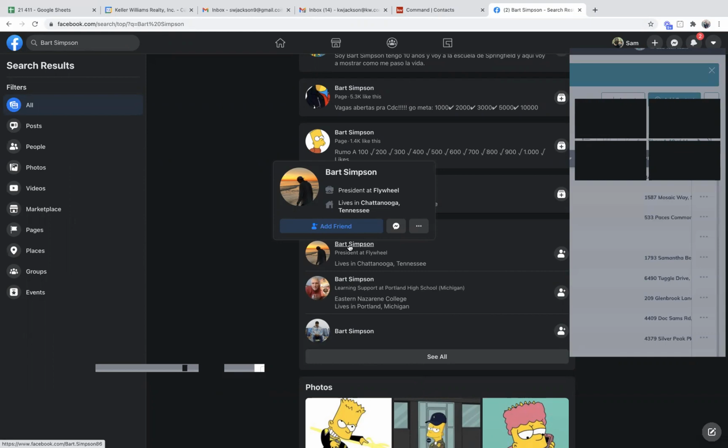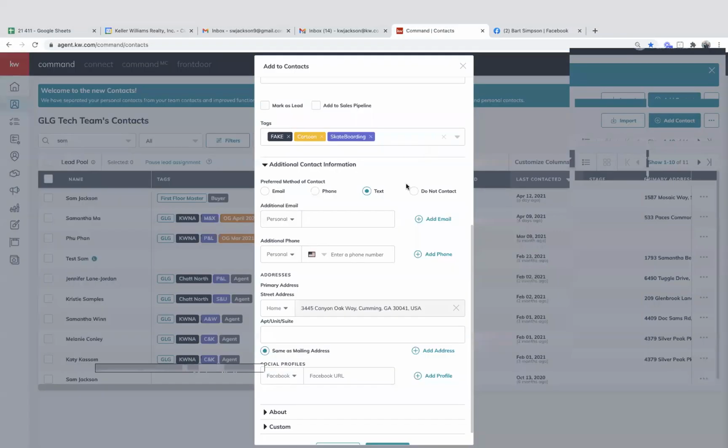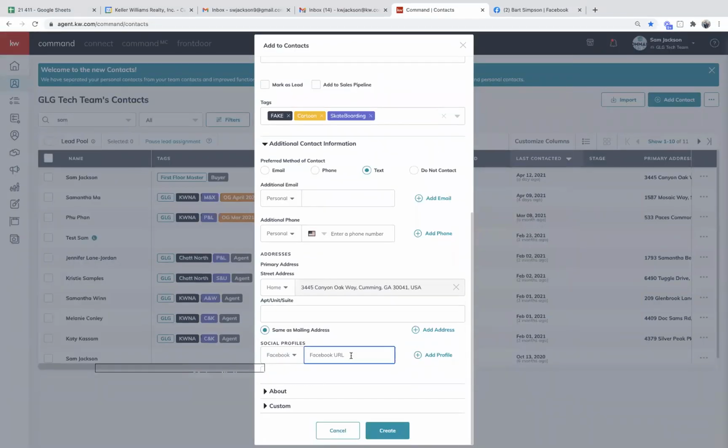I can click on this person. I'm not friends with them. And yet I can go up here and grab this person's Facebook profile. I pulled him up. We are obviously not friends, not one bit. However, I'm going to come up here and copy this person's link, their Facebook profile. I'm going to take that back inside of command and paste it here.